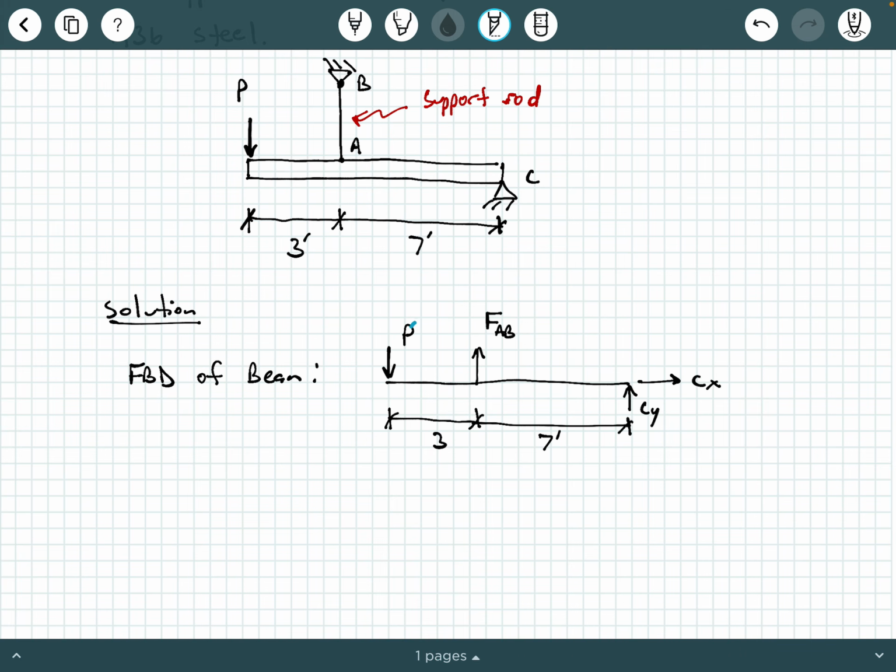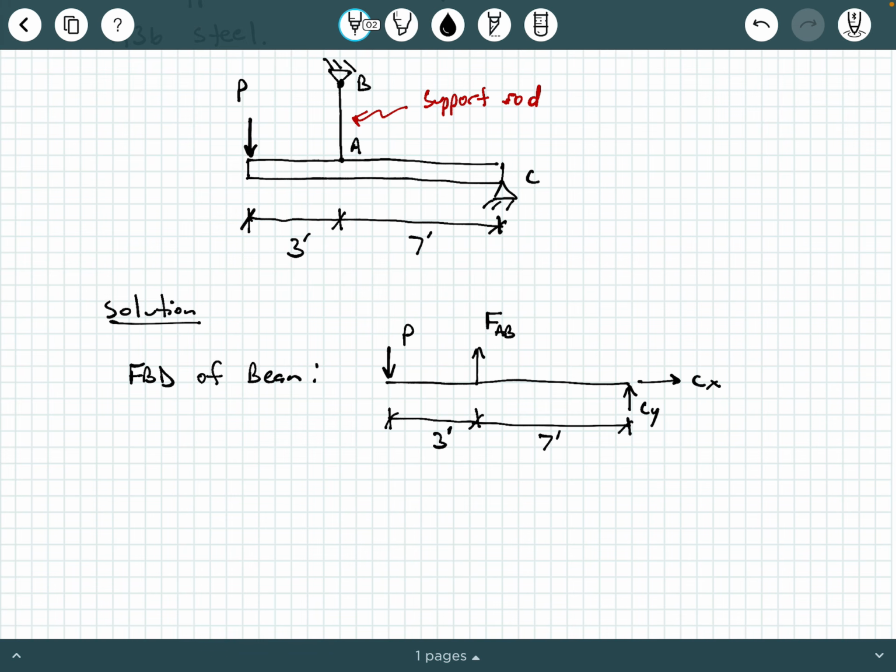And although we don't know the magnitude of P, that's what we're finding. P represents an applied force, so that shows up on our free body diagram, and also on your free body diagram you have the dimension lines. So again, free body diagrams show all of your known and unknown forces as well as dimension lines and any angles you may have. So that's a 3-foot dimension line. Forgot my little foot mark right there.